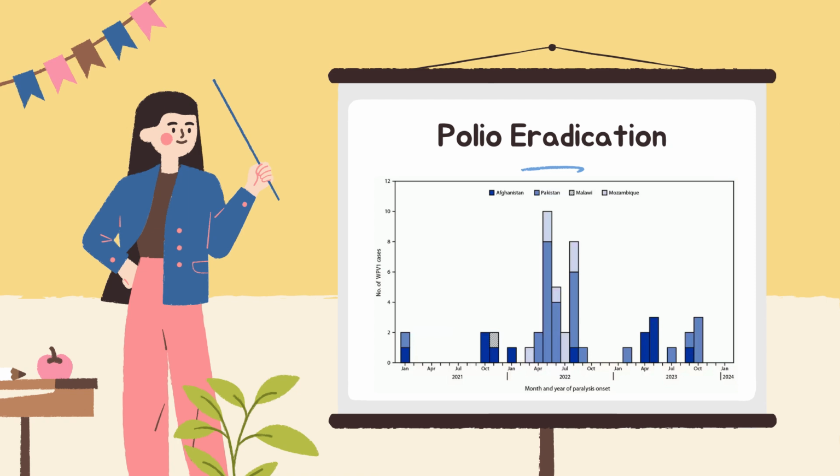Thanks to global vaccination campaigns, polio cases worldwide have dropped by 99%. In 1988, there were an estimated 350,000 cases across 125 countries. Today, polio remains endemic in only 2 countries, bringing the world closer than ever to eradicating this disease, something that has only happened once before, with smallpox in 1980.